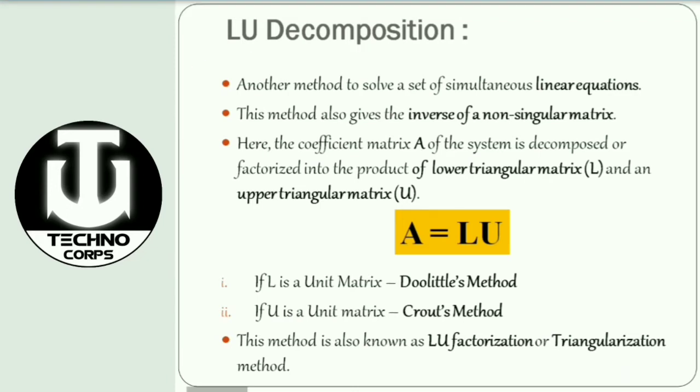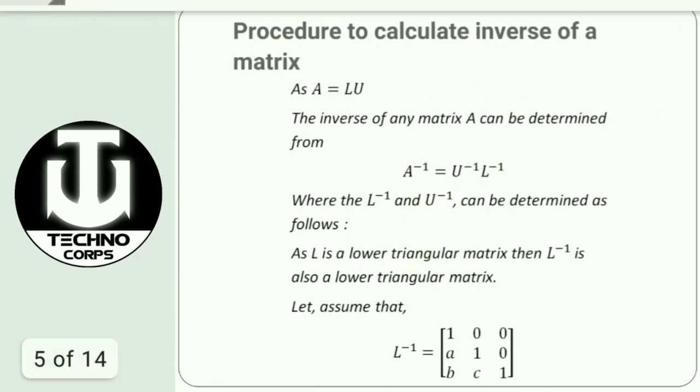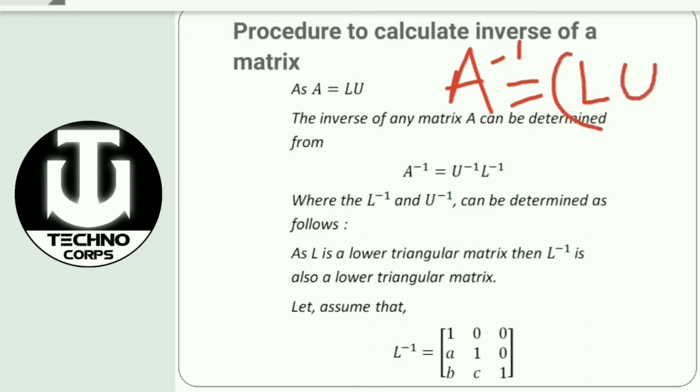Now let's move towards today's purpose, that is to find the inverse of a matrix using this method. This is the procedure. First of all, we consider A equals LU, the given coefficient matrix, as the product of one lower triangular matrix and one upper triangular matrix. Then we have to find the inverse of the given matrix, that means A inverse. If we have the values of L and U, then we take the inverse of this product, that is (L into U) whole inverse, and we will get A inverse.